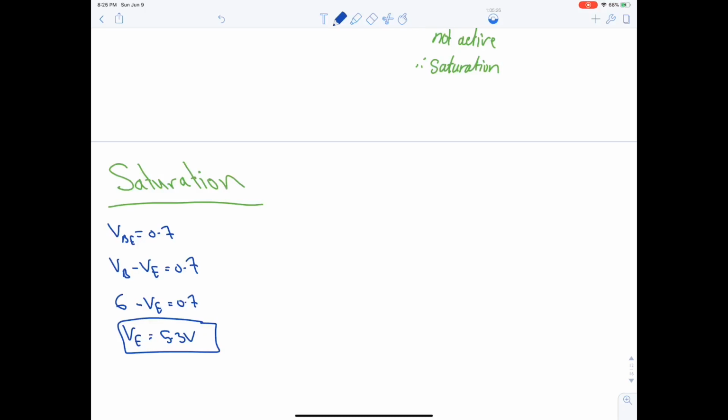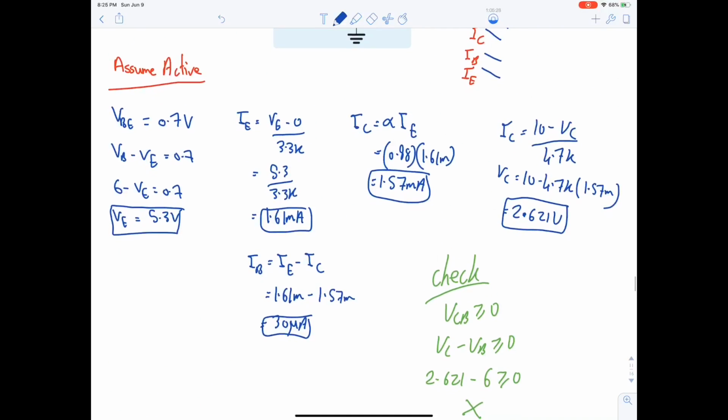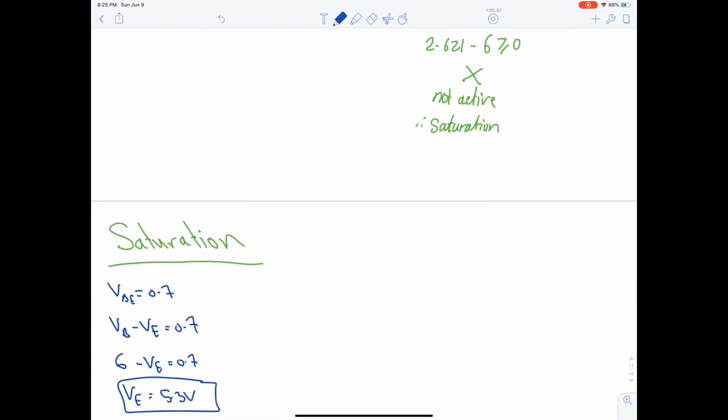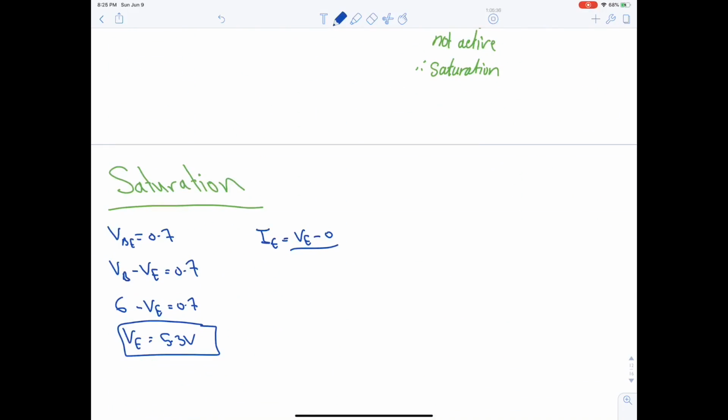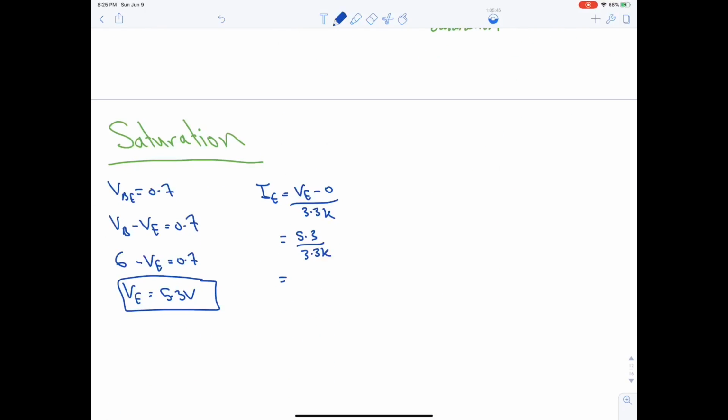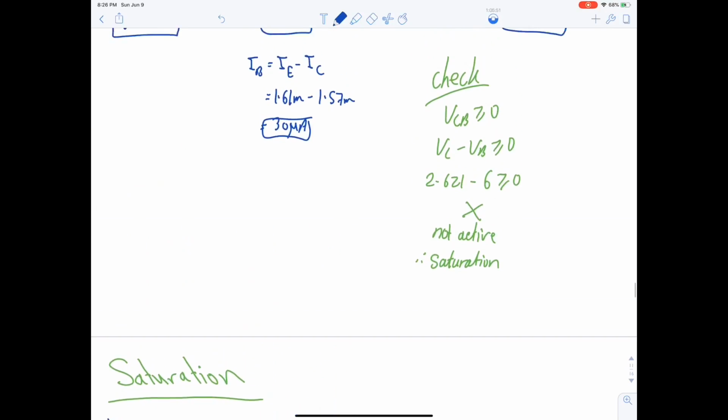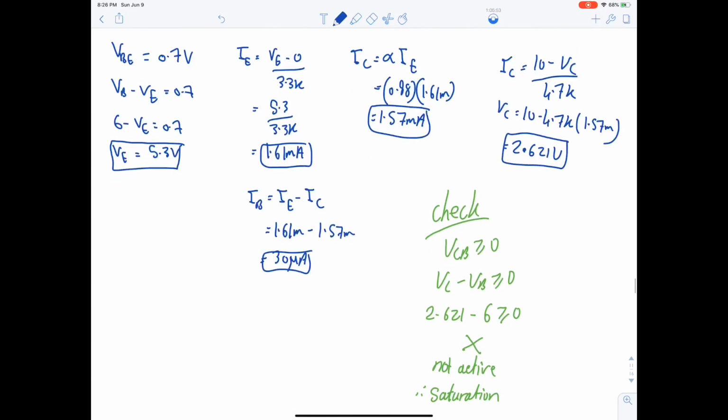After finding VE, we can find IE through Ohm's law. It will be VE minus 0 over 3.3K. 5.3 over 3.3K will give us 1.61 milliampere. Okay. Now we have found IE. It's time to find IC.